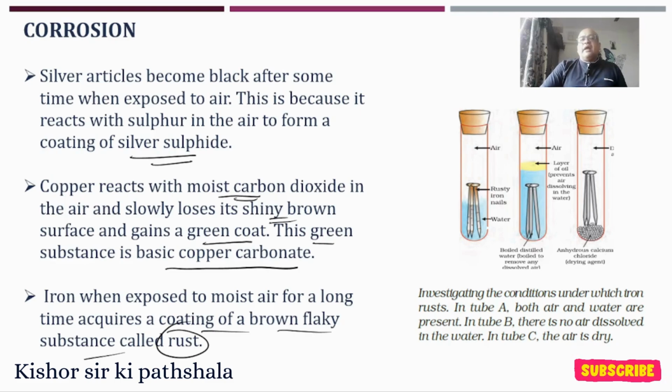Now let us see one activity, right? What we need to do in this activity is take 3 test tubes and place clean iron nails in each of them, right? And label them A, B, C respectively. Then what we need to do? Pour some water in test tube A. Here you see what we have done, we have poured some water in test tube A.